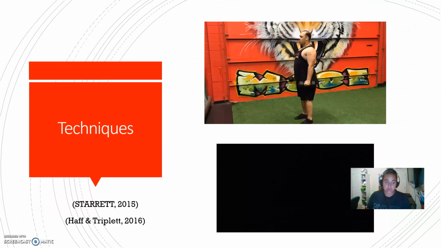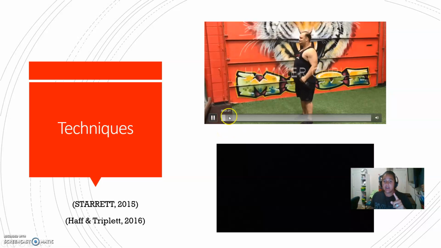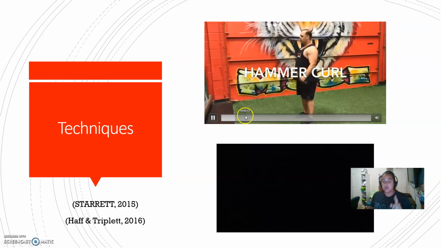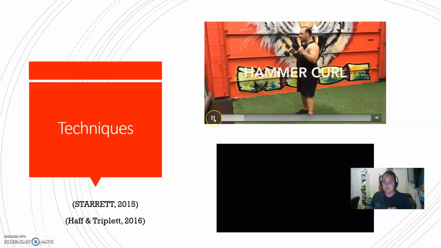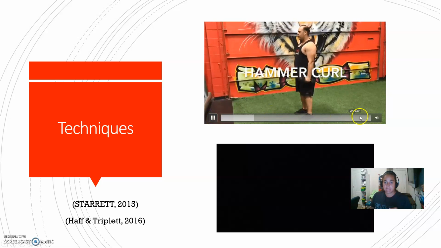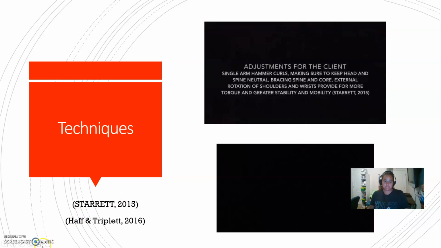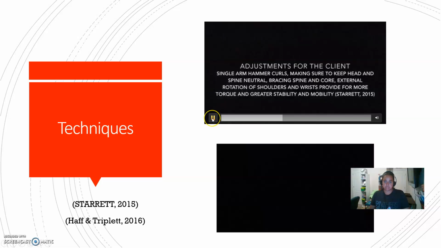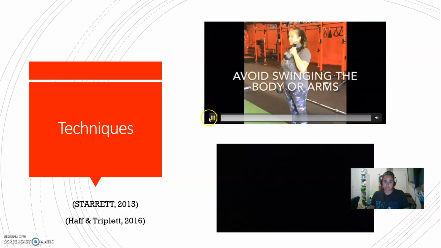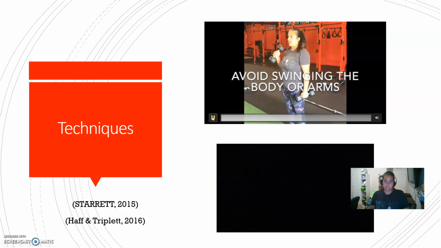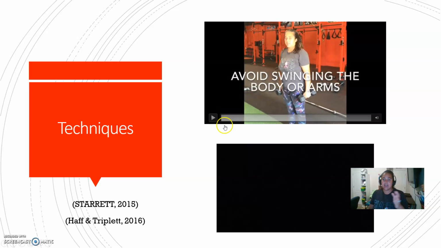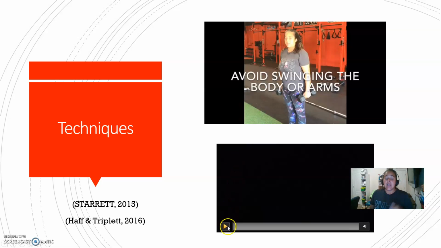So in the following two videos, we showed technique that we focused on. We focused on the hammer curl here. So we worked on this correction. And so you see me correcting the adjustments, him following through, and the lower body movement here was the deadlift.